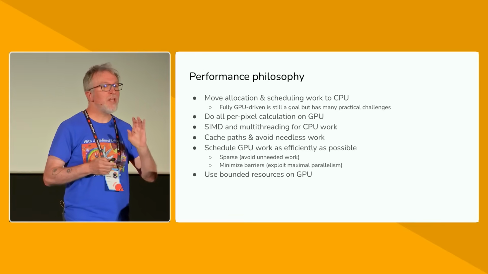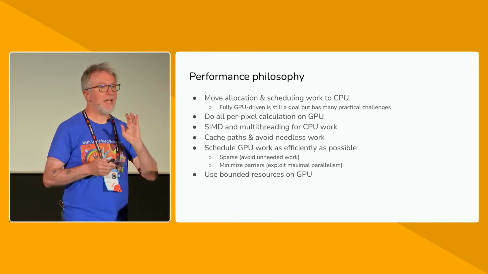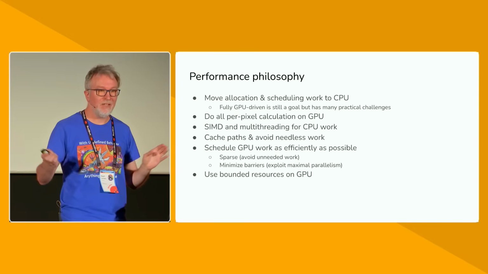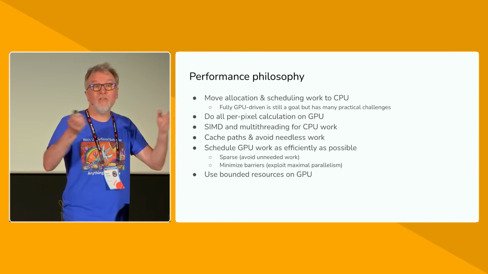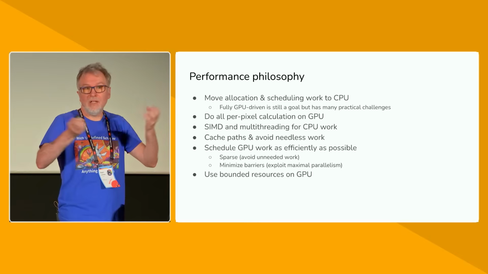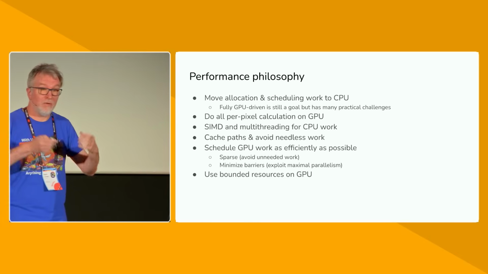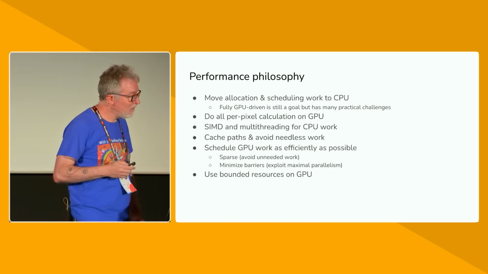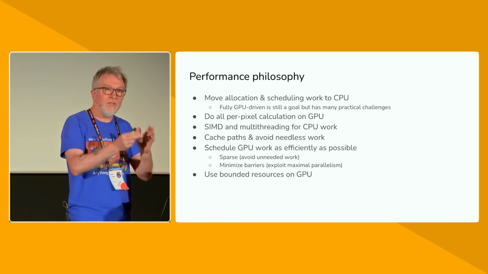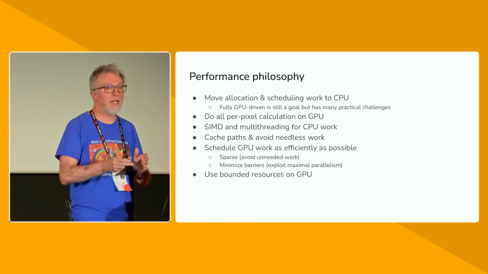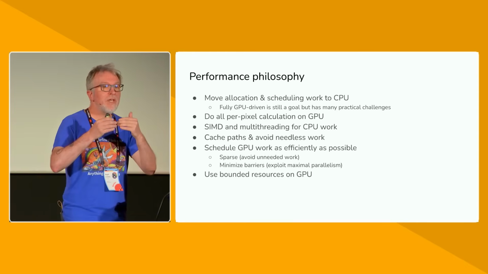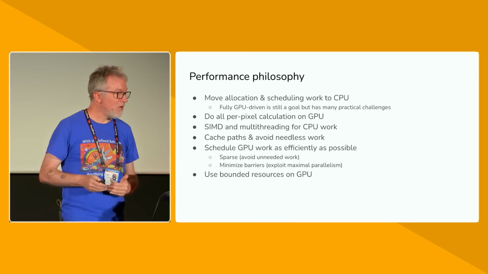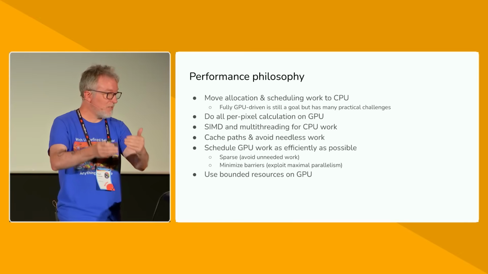A really important direction for performance is caching. So this depends on your application. If you have a fully dynamic scene, then caching is not very important. But if you want to render a UI, then all of those glyphs are cacheable, and so you don't want to keep re-rendering them. And then, given that we have the CPU to do the scheduling and allocation work, once we decide what work needs to be done, we want to move that to the GPU so that that work is as efficient as possible.